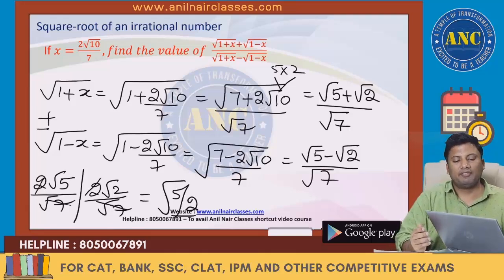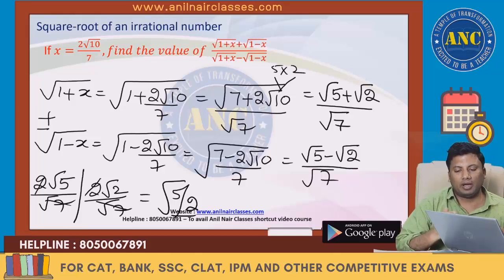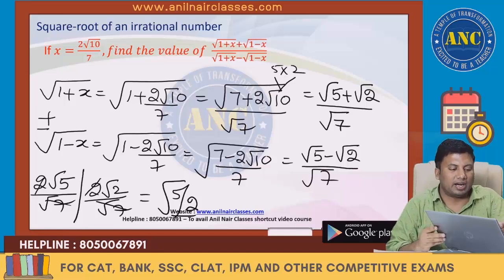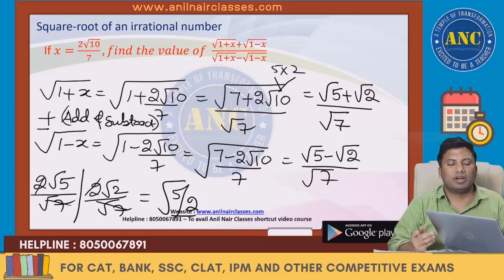Idea clear? Find out √(1 + x), find out √(1 − x), and do the necessary addition and subtraction. Add these both, and subtract the second one from the first one. Add and subtract, you will get the logic.